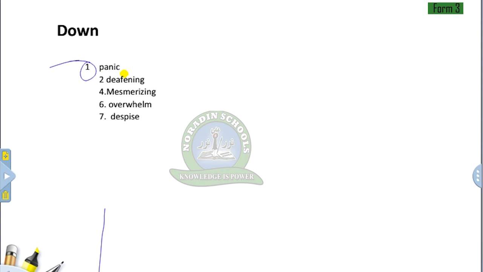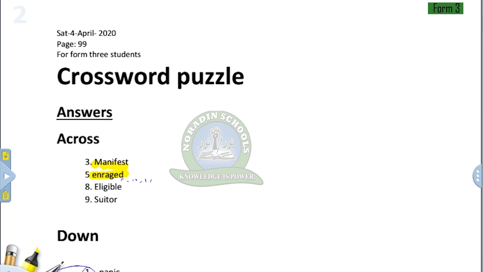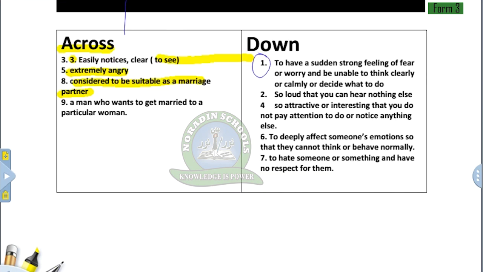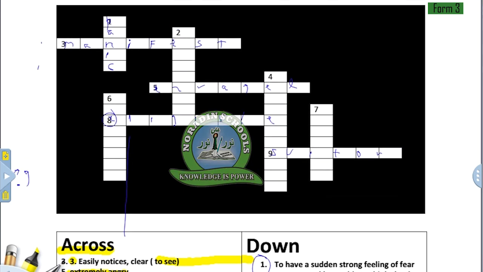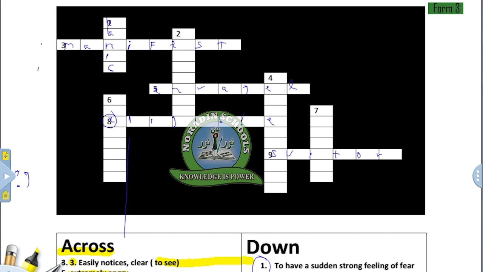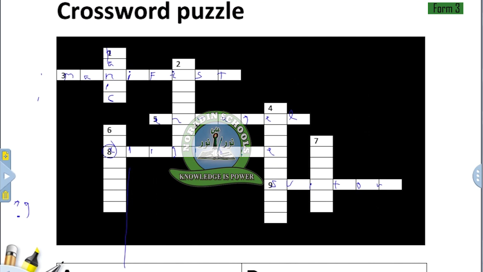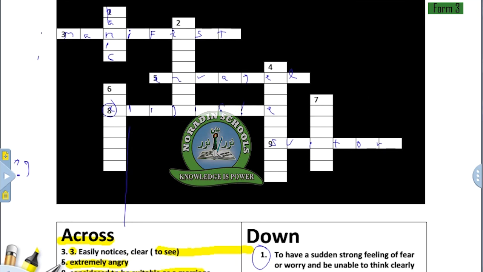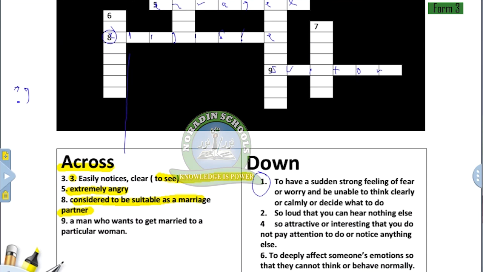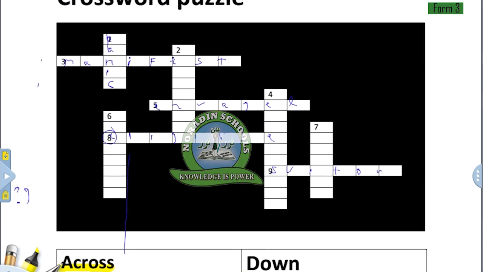So how many letters? 1, 2, 3, 4, 5, 6, 7, 8. Yes, let's go back to the puzzle. Deafening, 8. What is number 8? I don't see 8. It's 2, not 8. It is so loud that you can hear nothing else. It's 2, yes. Where is 2 now?